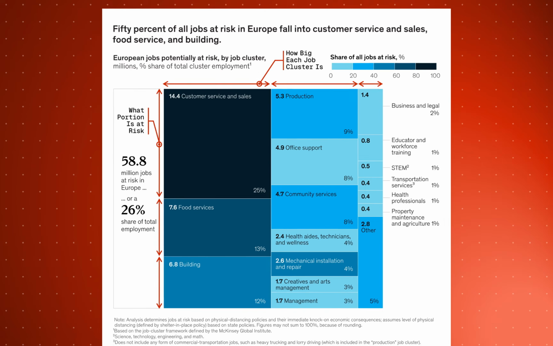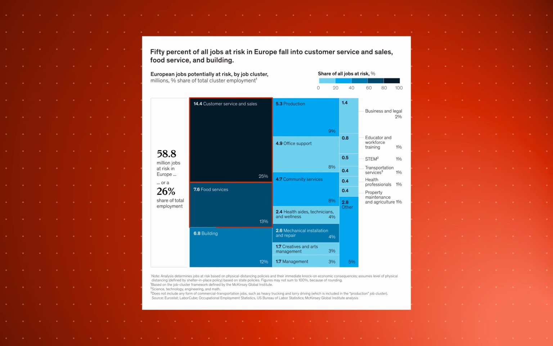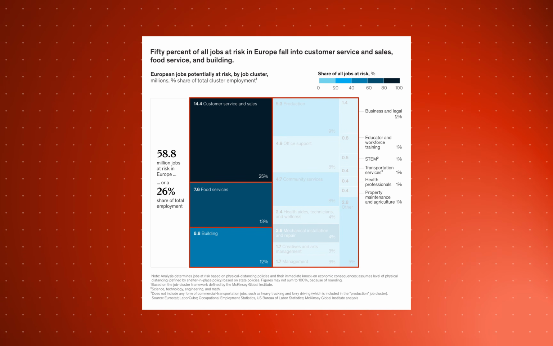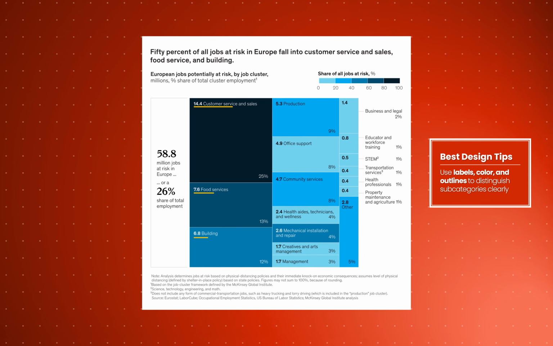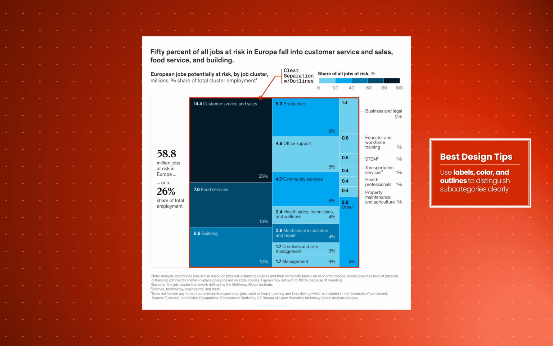This enables proportional storytelling. By looking at the visual, we can see that industries with the largest widths and heights represent the greatest employment risk concentration. Mekko charts can appear complicated, so make them easy to interpret with clear labels, colors, and outlines that make the different subcategories distinct and readable.